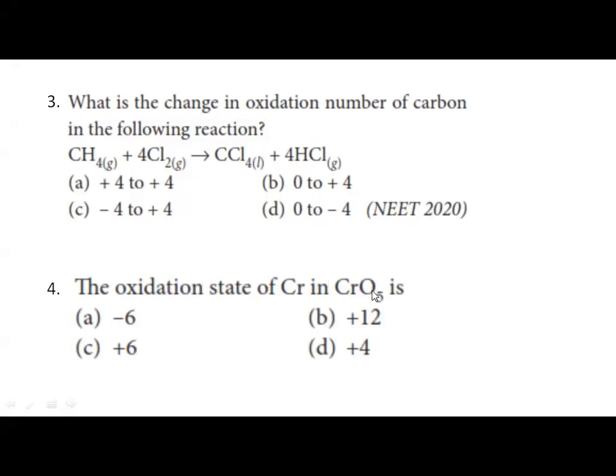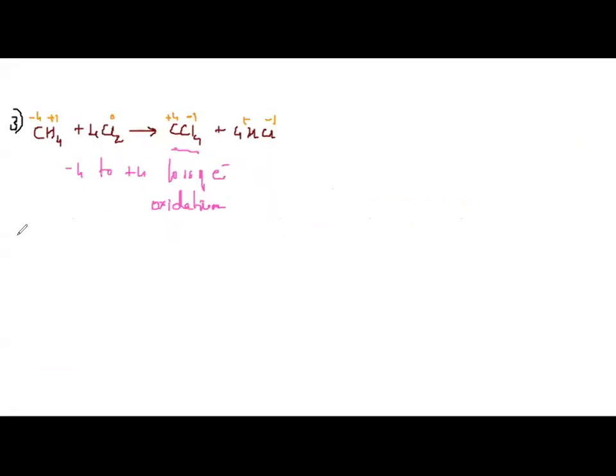The oxidation state of chromium in CrO5 is... CrO5. Okay. Fourth one. Chromium in CrO5. Let us do it with the actual method. Oxygen is -2, so x into 1 plus -2 into 5 is equal to 0. -10 becomes +10. So chromium is having +10 oxidation state, which is impossible. Chromium can have a maximum of +6. Therefore, there must be something related with the structure.